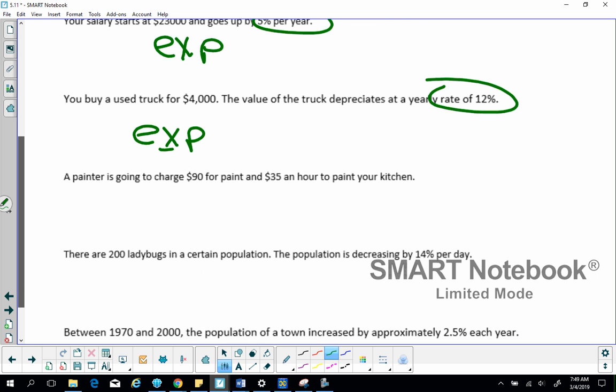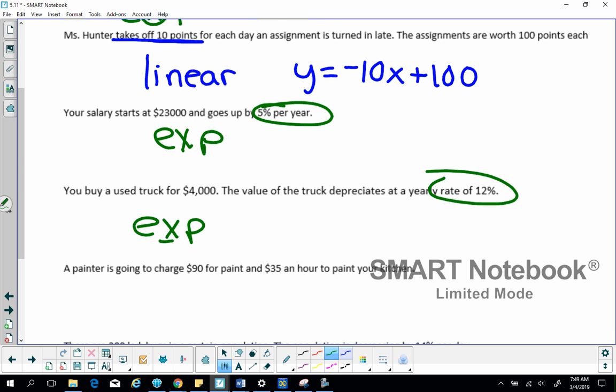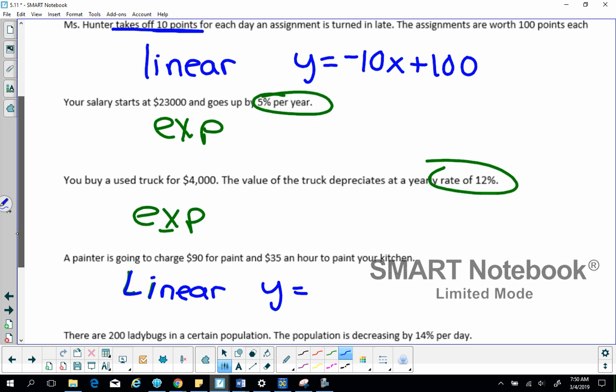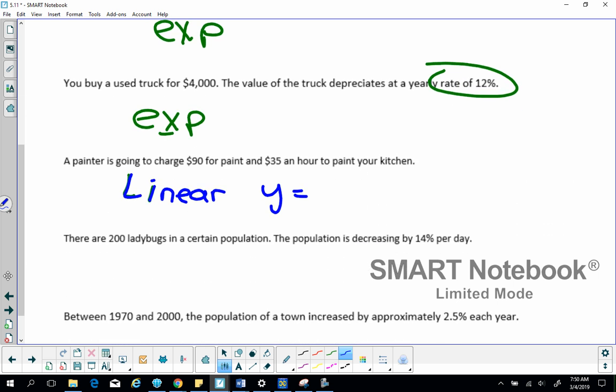A painter is going to charge $90 for paint and $35 per hour to paint your kitchen. Linear. Because each hour that he's there, how much is he charging? Who can write this as an equation? Mari, go for it. Y equals 35x plus 90. Beautiful. Because it's $35 per hour plus the original money he needs for the paint. Beautiful. What about the next one?